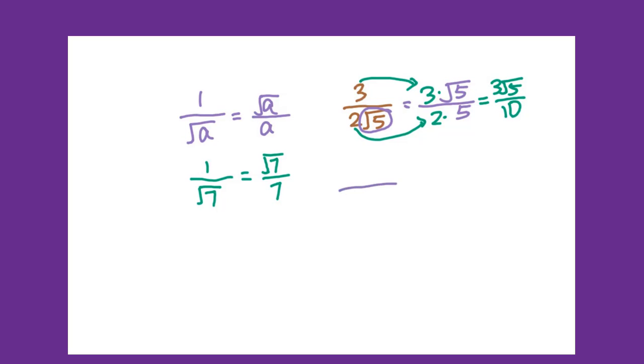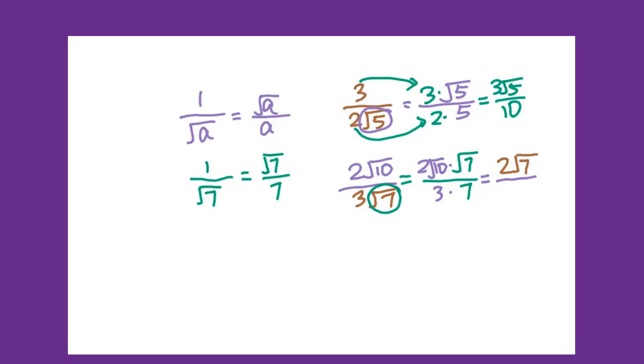One more. If we have 2 square root of 10 over 3 square root of 7, still you need to jump this one, square root of 7 over 7. Then carry on that 2 square root of 10 here, then 3 here. So we do multiplication. You will get 2 square root of 70 over 21.